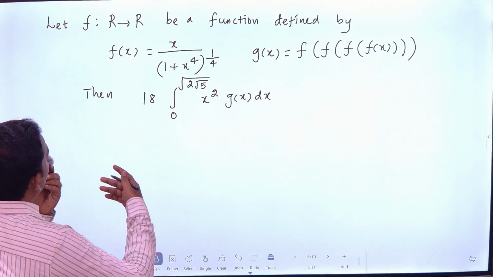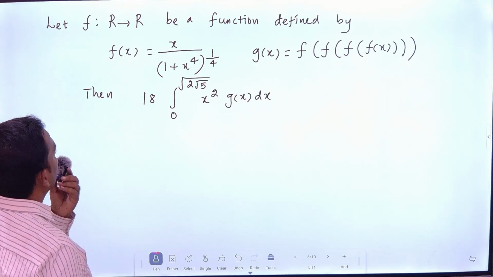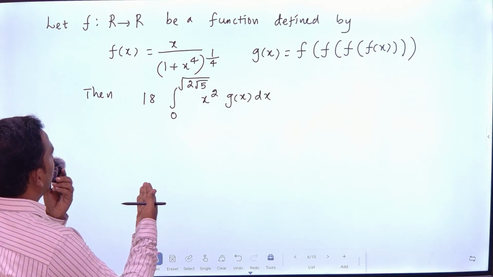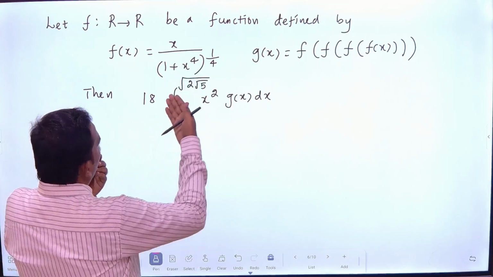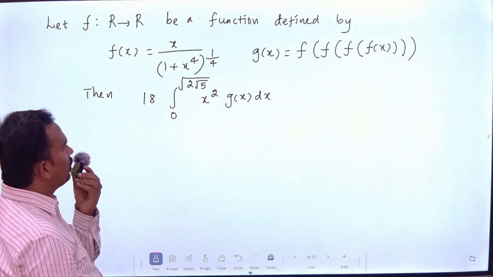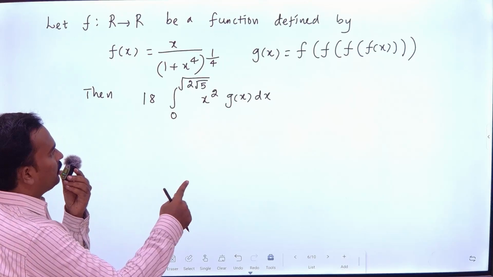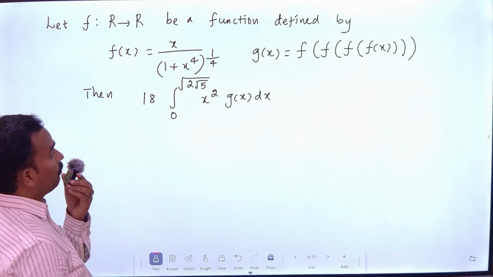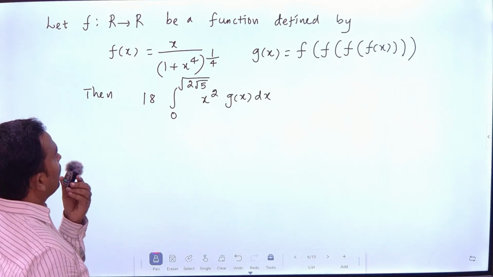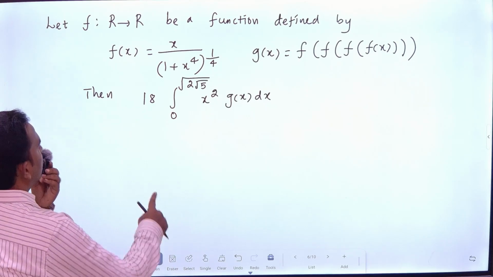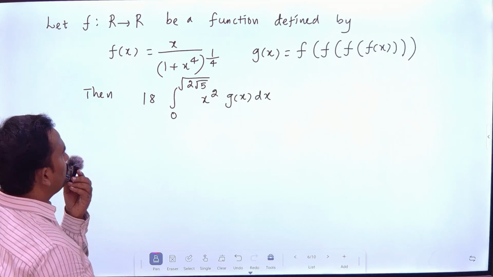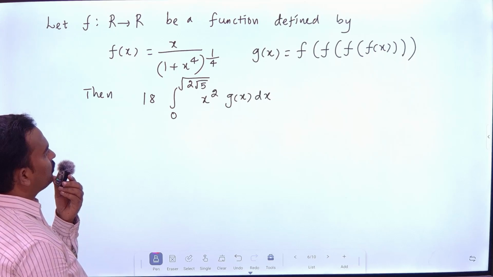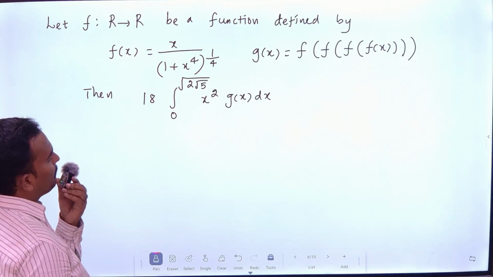Today I'm going to discuss a JEE Main question. The function from real numbers to real numbers, f of x, is defined by x divided by (1 plus x to the power 4) whole power 1 by 4. g of x is given as the composition function, where you have to take f four times. And they're asking for 18 times the integral from 0 to 2 root 5 of x squared times g of x dx.